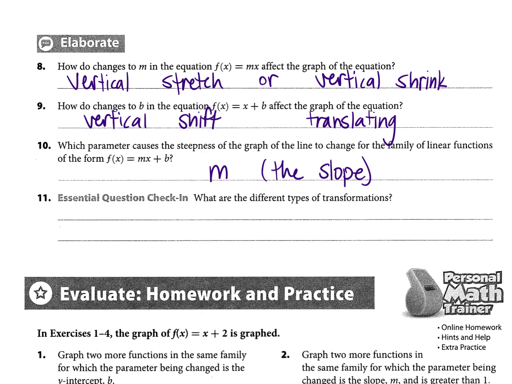What are the different types of transformations? We have shifts and stretches. You can think of a shrink as a form of a stretch. It kind of fits into that category. So you can shift up or down, left or right. You can stretch vertical or horizontal, or shrinking is like the opposite of that stretch.